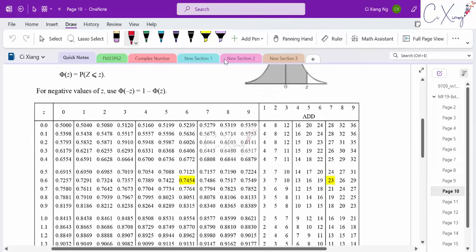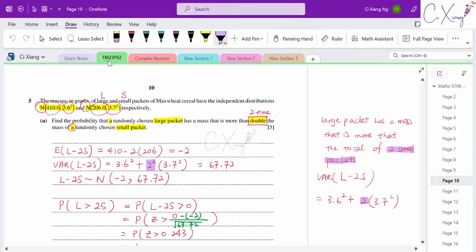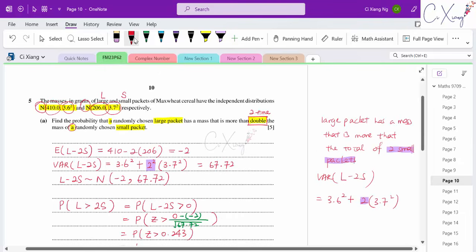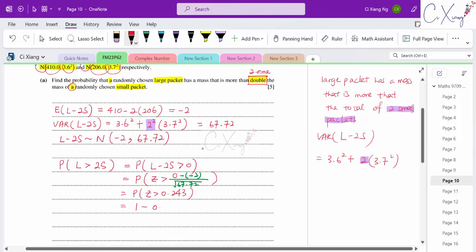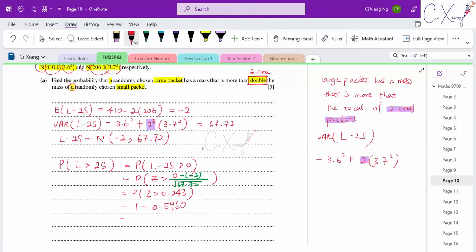Let's have a look for 0.243. If I try to enlarge the table here, 0.24 will be this one. And then you need to get the 3. So that means you add 12 at the last two digits of 5948. If I add 12 to the last two digits, then I'm having 0.5960. And then I will get the answer from here, which is 0.404.